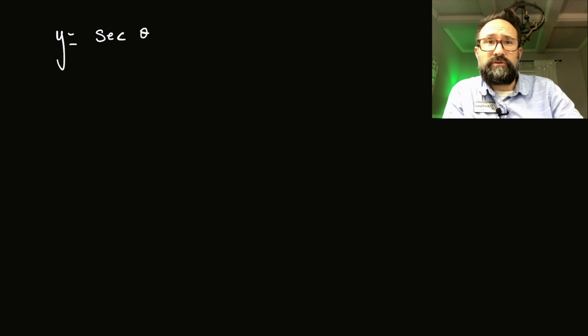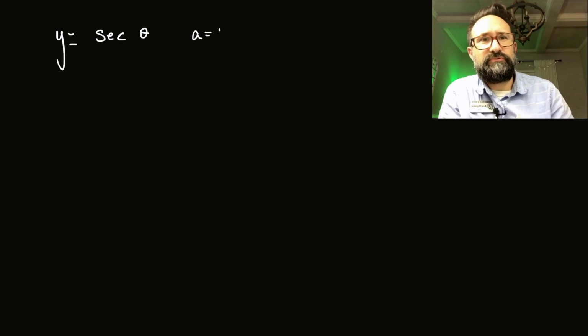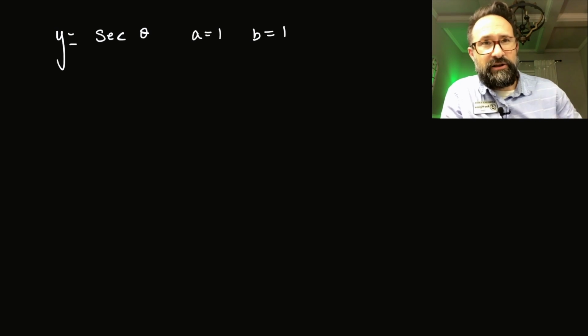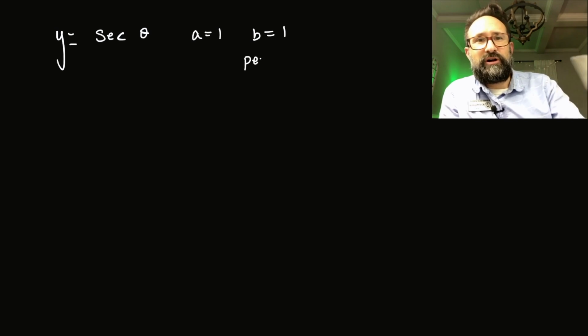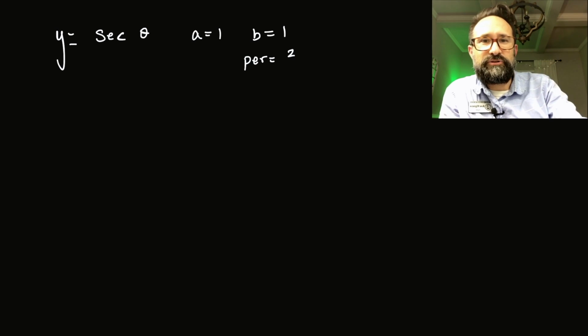All right, so we're going to introduce the last two trig functions. We're going to graph those. The first one is secant. Remember, this is the reciprocal of cosine, and so you're going to see a lot of cosine in this graph.